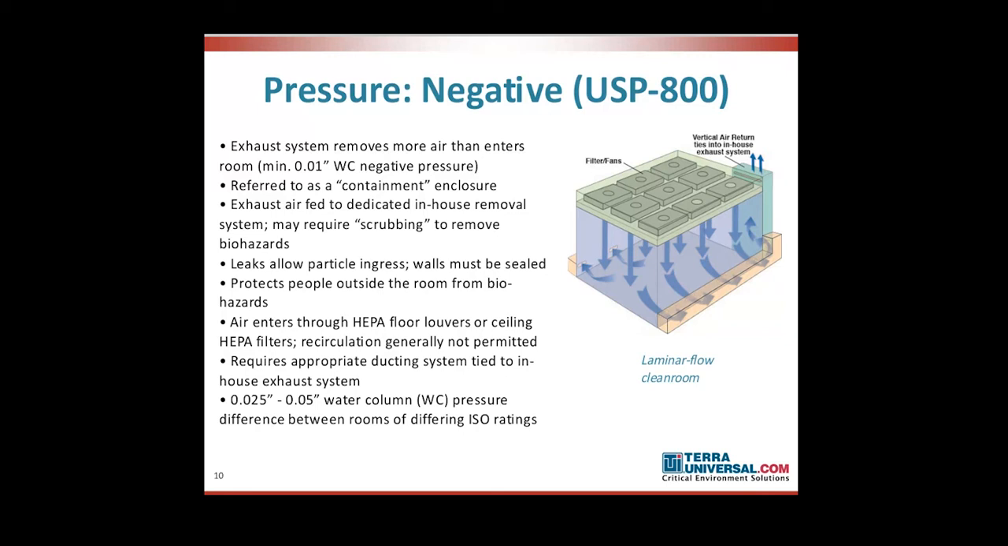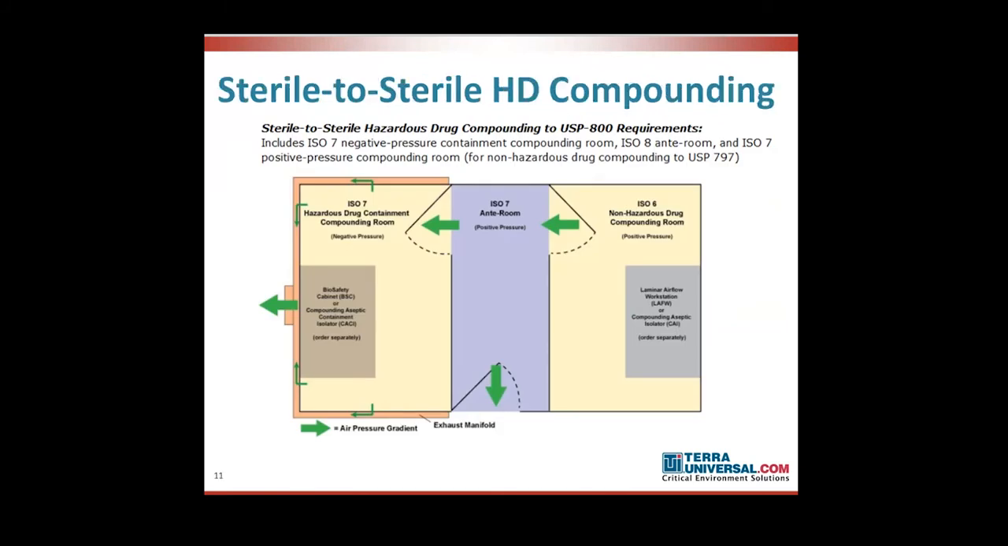Now, in a sterile-to-sterile hazardous drug compounding situation, we would be recommending a number of room designs. The one that you see here is a very versatile layout, space-efficient, that also provides capability for both hazardous drug and non-hazardous drug compounding. As the USP spec prescribes, you would enter into an ISO 7 anteroom, and you would move either into the negative pressure hazardous drug room, which is represented here on the left side, or into the positive pressure USP 797 room for non-hazardous drug compounding.